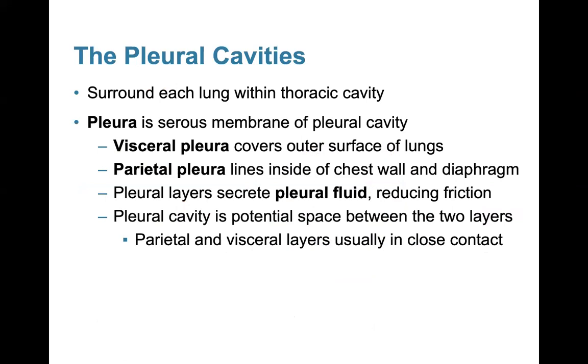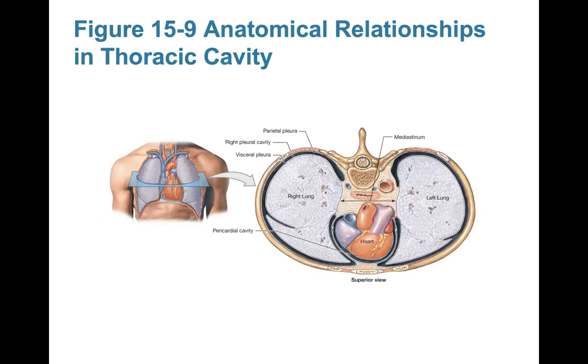The pleural cavities surround each lung within the thoracic cavity. The pleura is a serous membrane of the pleural cavity. You have the visceral pleura, which covers the outer surface of the lungs, and the parietal pleura, which lines the inside of the chest wall and the diaphragm. The pleural layers secrete pleural fluid, reducing friction. The pleural cavity is a potential space between the two layers. You have the parietal and the visceral layers, usually in very close contact with each other. And you can see those structures here.